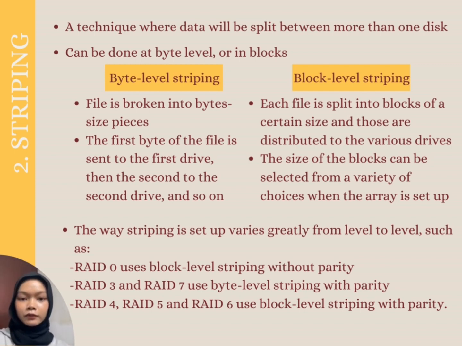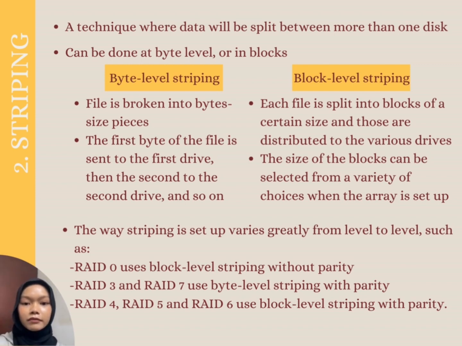Moving on to the next one, which is known as striping. It is a technique where data will be split between more than one disk. Striping can be done at the byte level or in blocks. Byte level striping means that the file is broken into bite-sized pieces. The first byte of the file is sent to the first drive, then the second to the second drive, and so on. Meanwhile, block level striping means that each file is split into blocks of a certain size, and those are distributed to the various drives. The size of the blocks used is also called the stripe size or block size, and can be selected from a variety of choices when the array is set up.